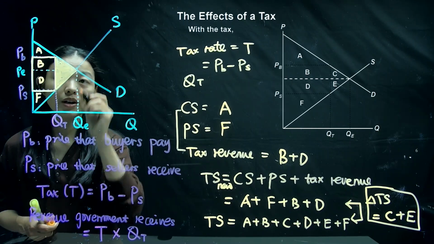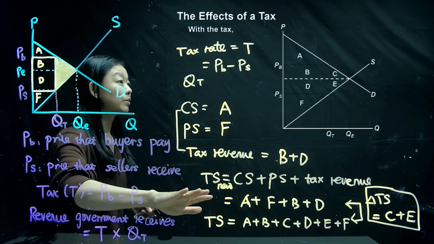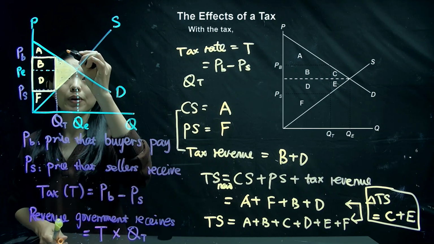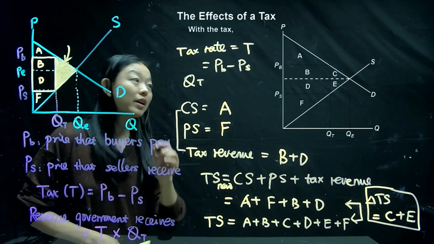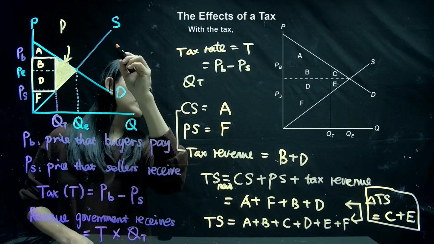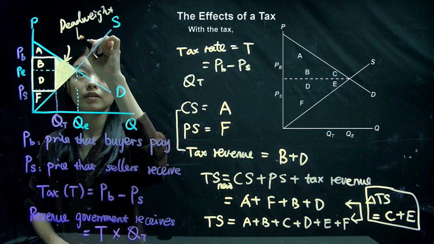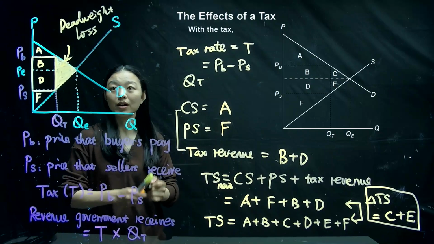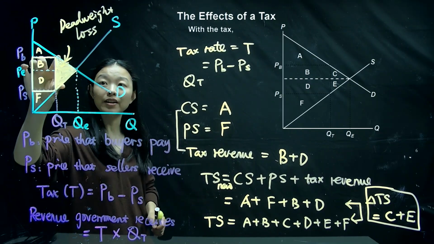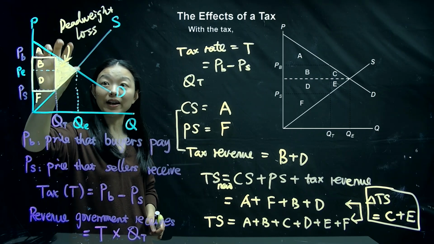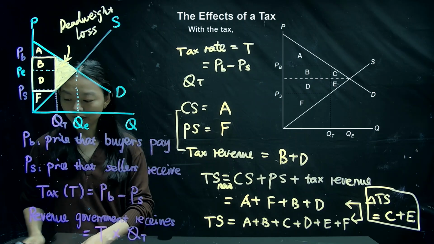Okay, this is the area of C plus E. And then you can notice this area actually decreased the total surplus after the government imposed tax. And this part has a special name, okay? We call this one deadweight loss. After imposed tax, total surplus decreases, and the total surplus decreased by this triangle here, okay? And this triangle is what we call deadweight loss, okay?